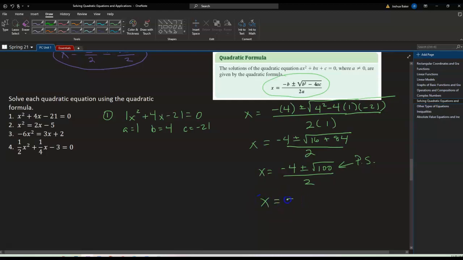So the square root of 100 is a 10. So I'm going to separate this out using the plus and minus sign. Okay, so it's negative 4 plus 10 divided by 2 and negative 4 minus 10 divided by 2. I think I misspoke there. So negative 4 plus 10 is a 6, and 6 over 2 is a 3. Negative 4 minus 10 is a negative 14, and negative 14 divided by 2 is a negative 7. So there I get my two roots.